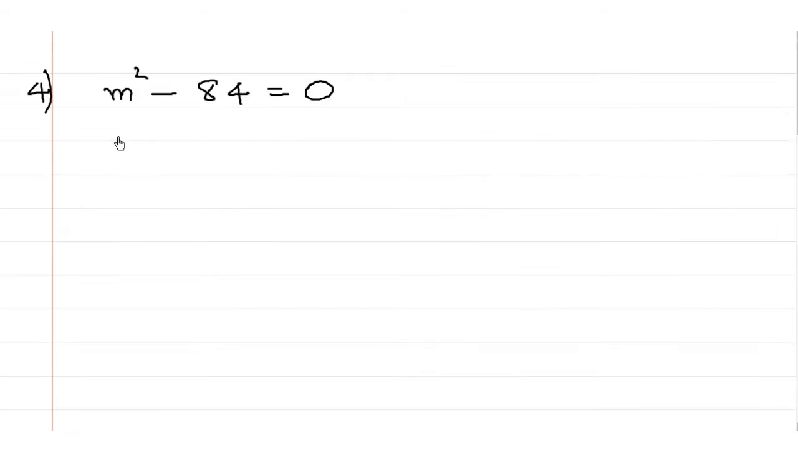m square minus 84 is equal to 0. Well, there's something different about this sum. The difference is m square minus 84 is equal to 0 can be understood as m square plus 0m minus 84 is equal to 0. So this time the middle term b is missing, is absent. So we need to treat such sums differently.